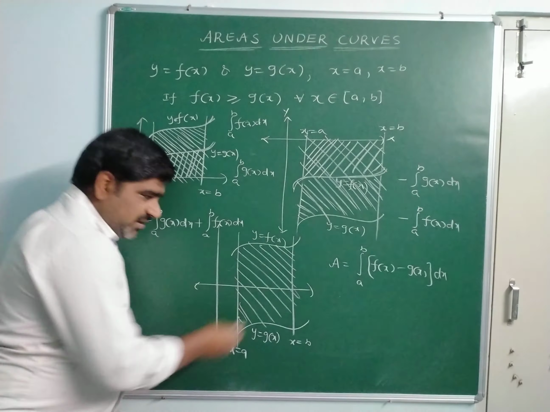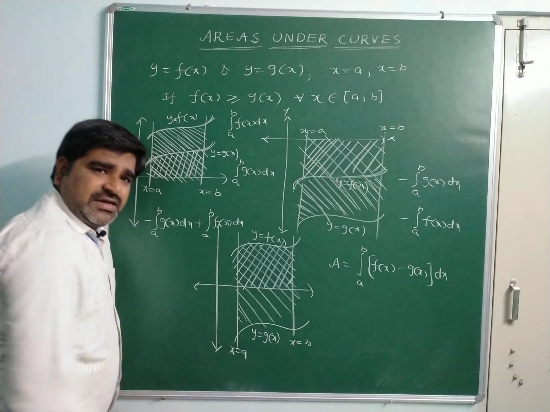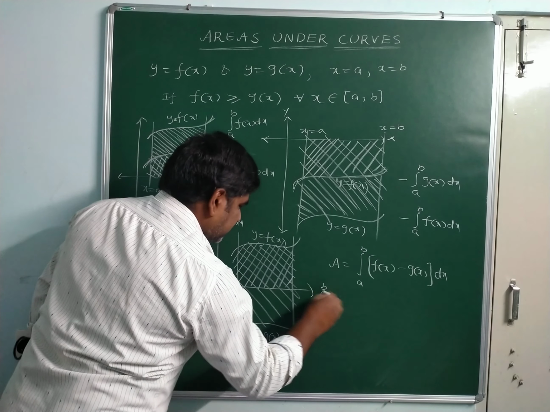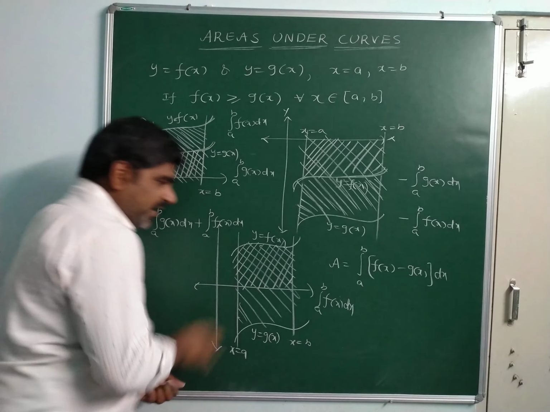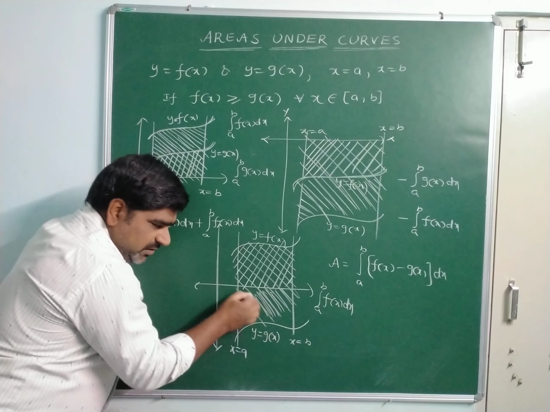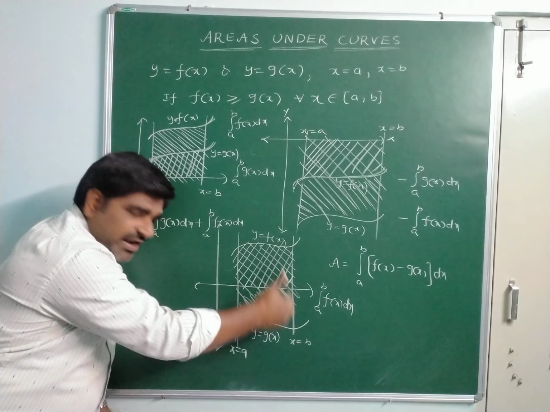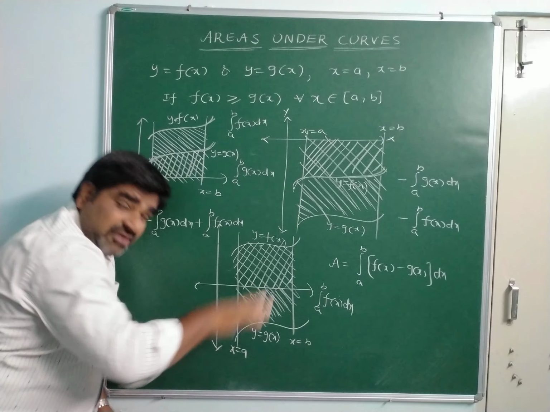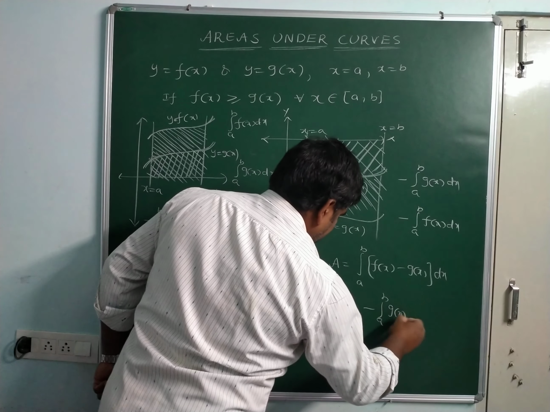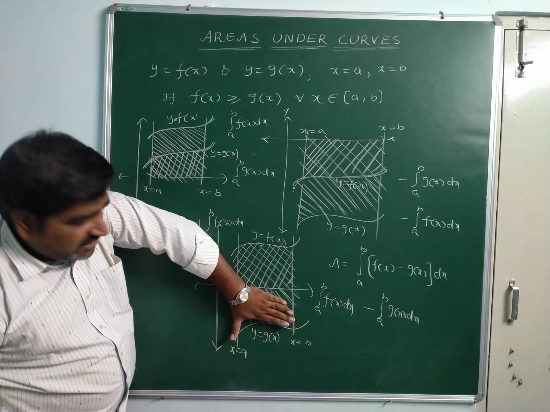In the same region also, in this region, how do you get this part? Only this part, the curve lies above the x-axis. This part is integral a to b f of x dx. Then this part is the area of the region bounded by y equal to g of x and the lines x equal to a and x equal to b. In this part, the curve lies below the x-axis. So here the region is minus integral a to b g of x dx, plus integral a to b f of x dx for the other part.